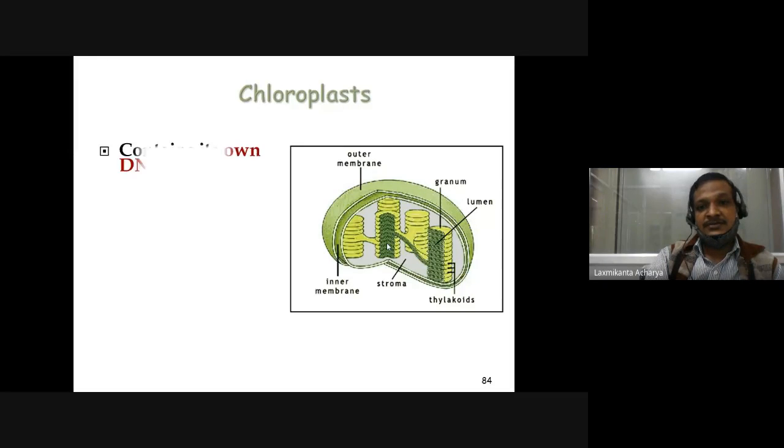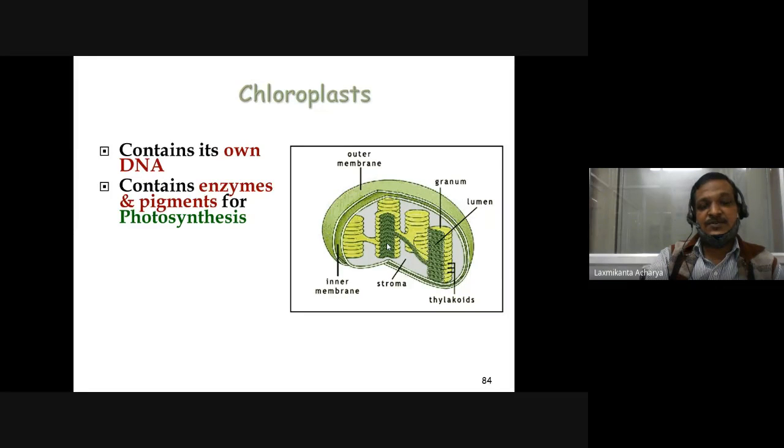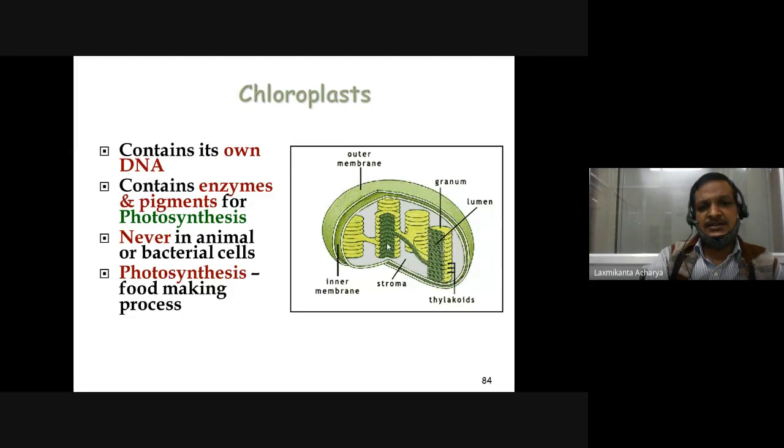And it contains its own DNA. So these are semi-autonomous organelles, and they contain the enzymes and pigments for photosynthesis, and we never find these organelles in case of your animals.